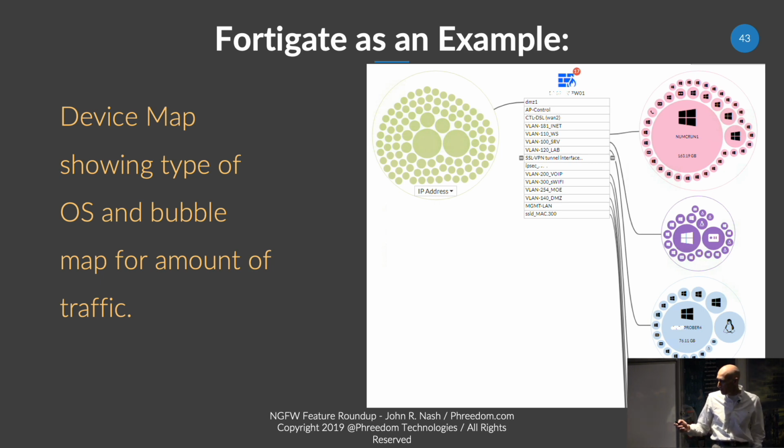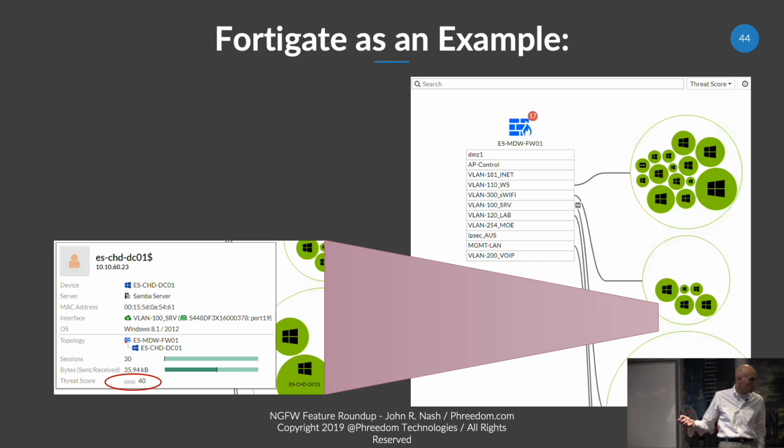So this is the same map, except we changed the drop-down instead of traffic to be the threat score. Now these bubble sizes, instead of the traffic, are showing us how trusted or untrusted that device is. So how useful is that? Basically you click on it, and this happens to be this device here, and it's telling me that's a domain controller, and that's its threat score.